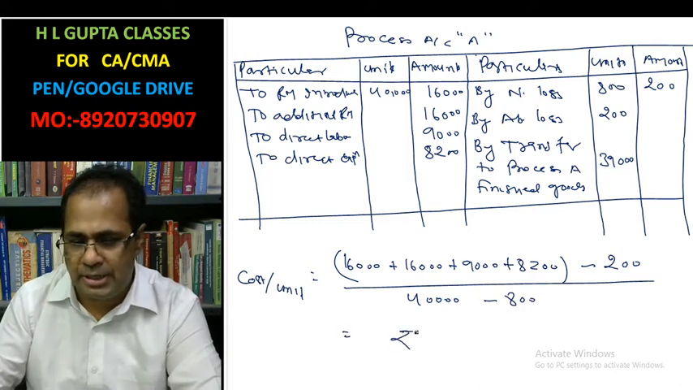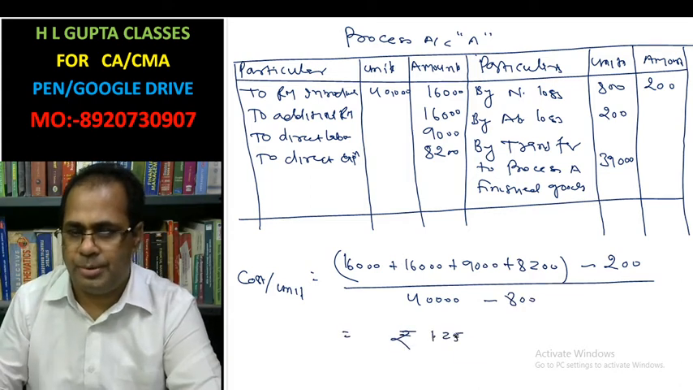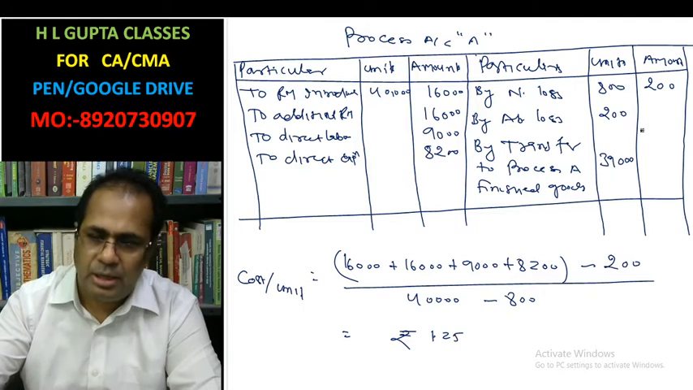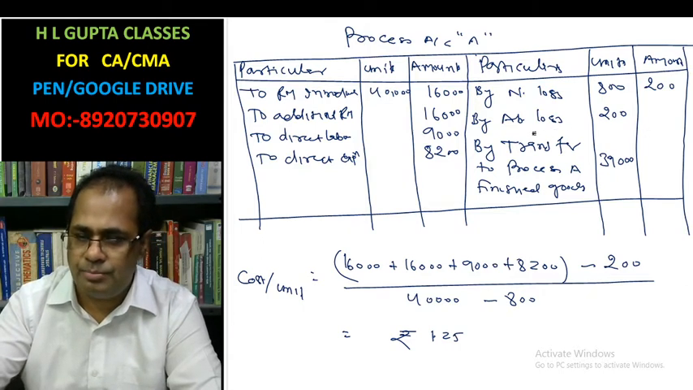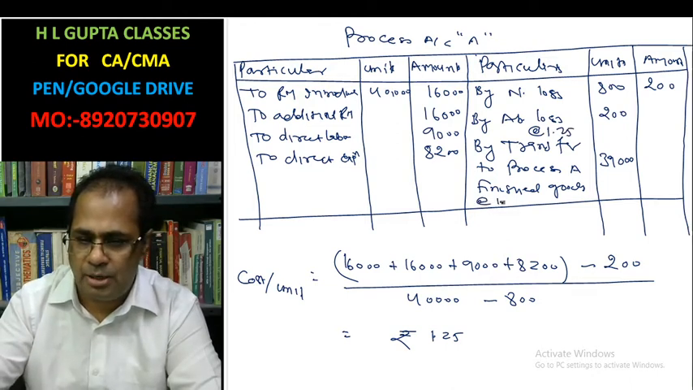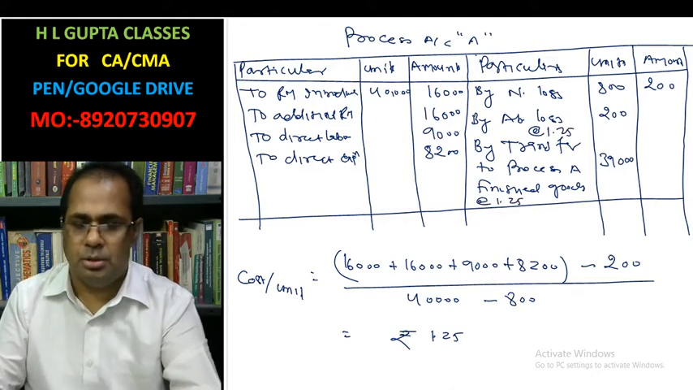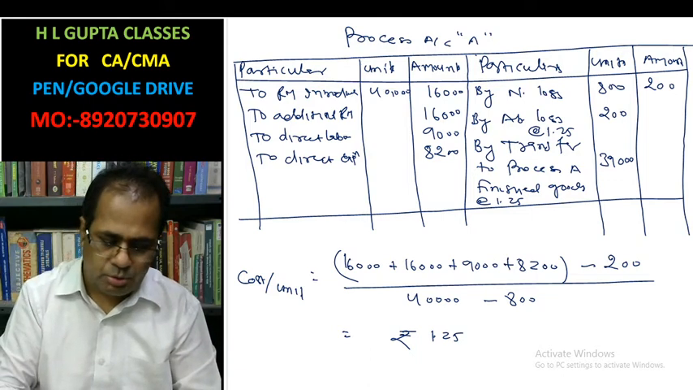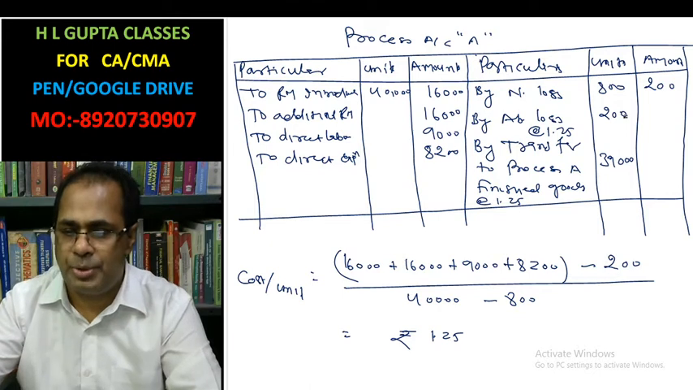Calculating this, you will get 1.25. Here at the rate of 1.25, you will have 200 into 1.25. This is 250.